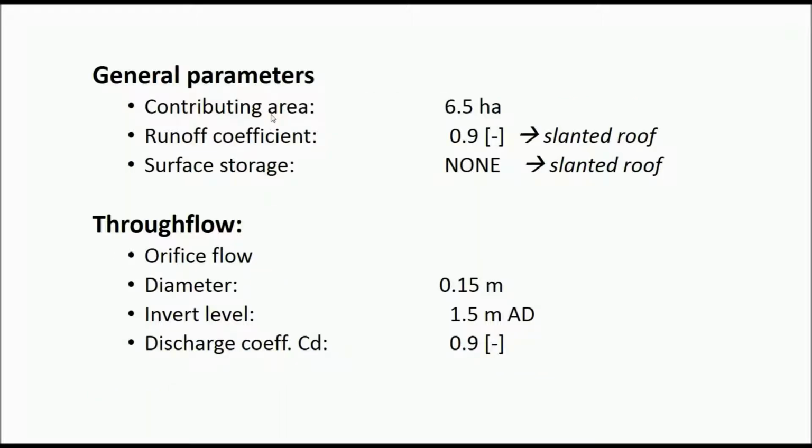So here we have some general parameters. In total there is a contributing area from slanted roofs of 6.5 hectares. We'll use a runoff coefficient of 0.9 instead of 0.8 because it's a slanted roof, and we will also disable surface storage. So if you want to know more about these parameters, please check the manual of Sirio. We also have a throughflow. It's an orifice with a diameter of 150 millimeters. Its invert level is located at 1.5 meters above datum, and we use the default discharge coefficient of 0.9.